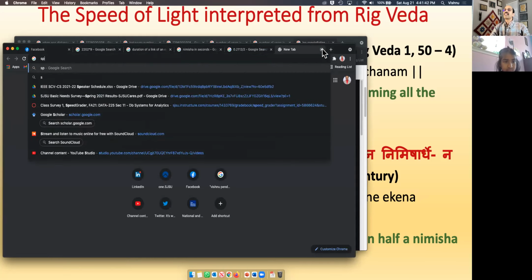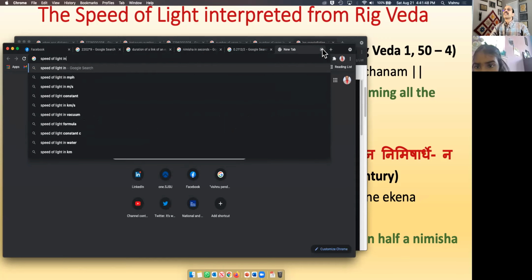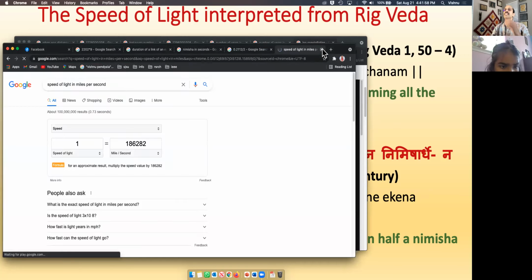Okay, let us look at the speed of light in miles per second. What would that be in miles per second? It is 186,282. Pretty close, right? 198,000 and 186,000.